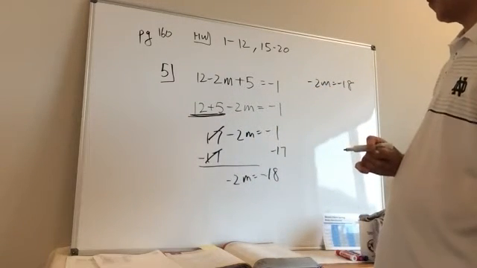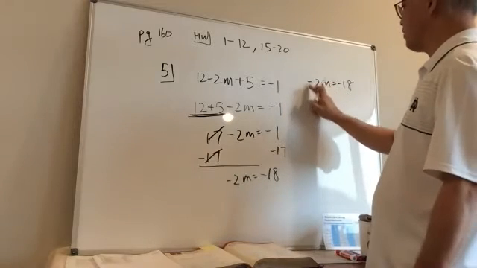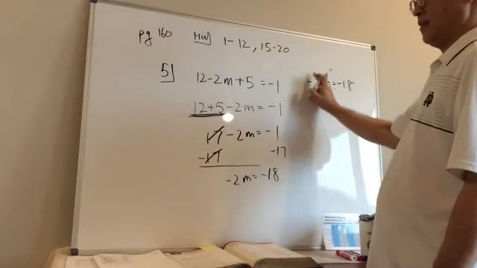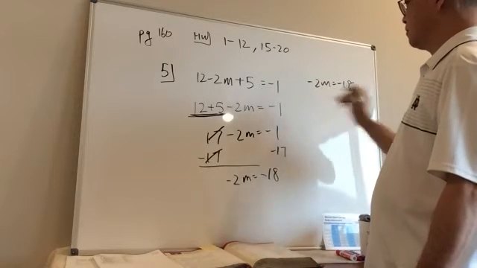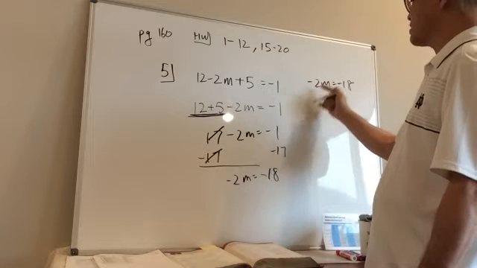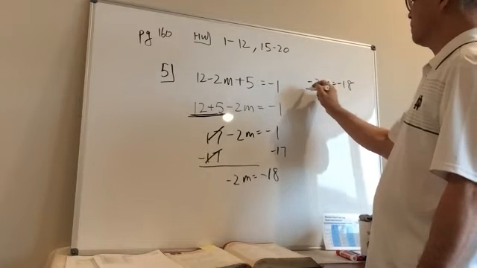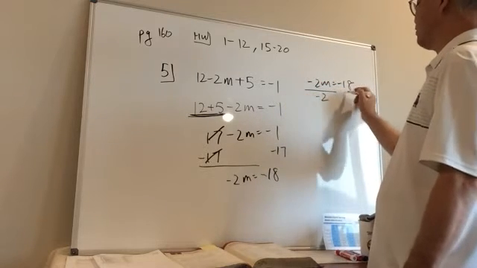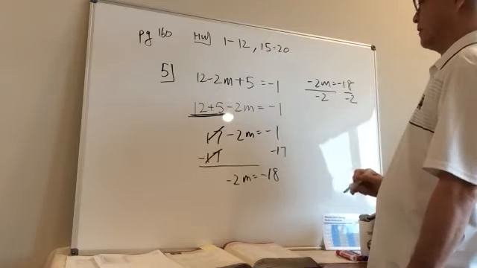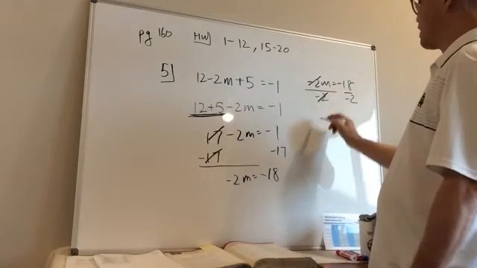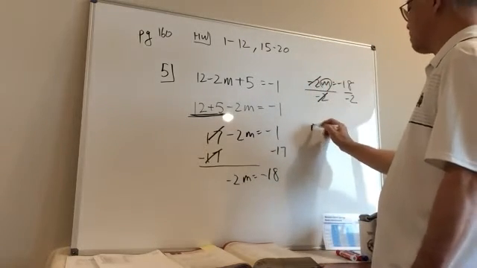Okay, so I want to get rid of the negative 2, right? Add 2 to both sides? No, I have to divide, because this is a multiplication. So I'm going to divide by negative 2 on both sides. The negative 2 here and here cancel out. All I have left is m.